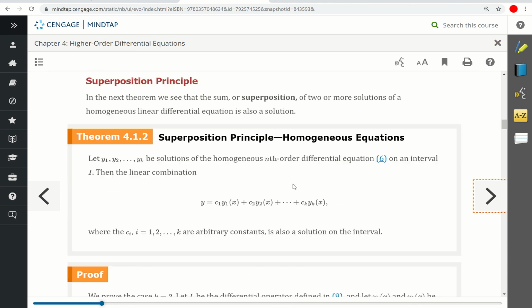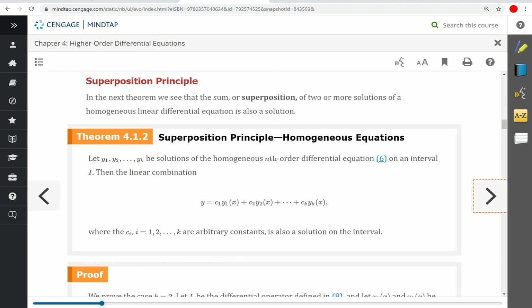This brings us to the superposition principle. What this says is that if we have the sum of two or more solutions of a homogeneous linear differential equation, it will also be a solution. So let's suppose, in addition to having two solutions, because of the linearity of the differential operator, we have k solutions to our homogeneous nth order linear differential equation. Let's call them y1, y2, all the way up to yk.